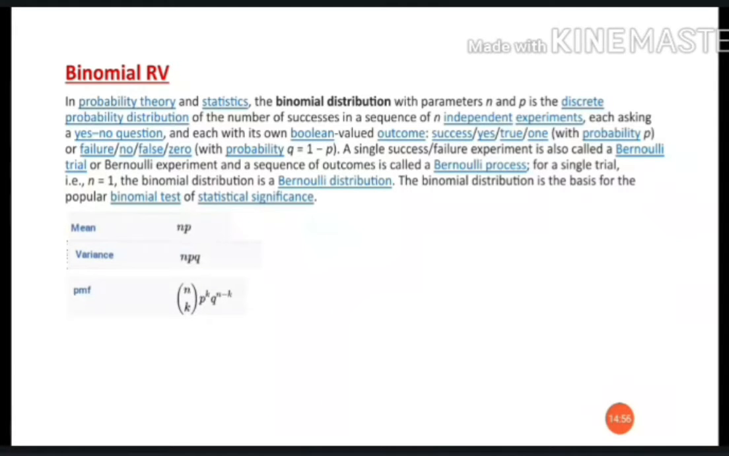The mean for the binomial random variable will be n into p. The variance will be npq. The PMF will be (n choose k) p raised to k, q raised to n minus k, where n choose k is n factorial divided by k factorial into (n minus k) factorial.